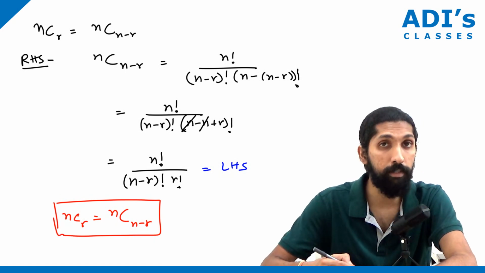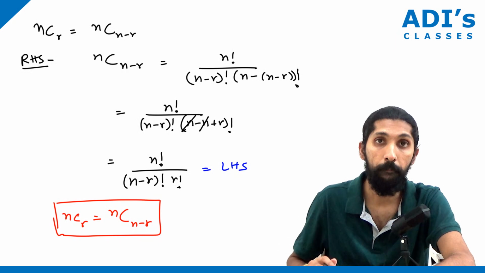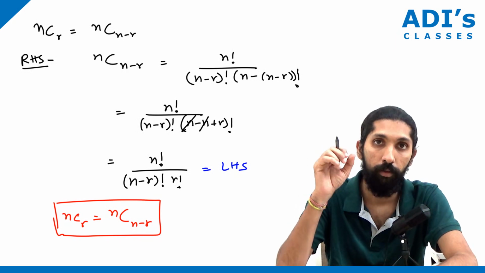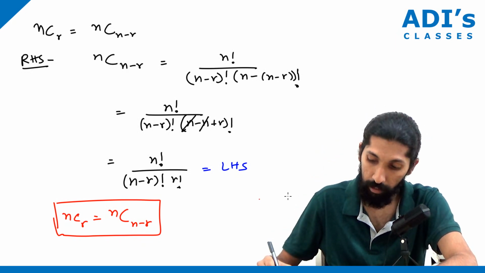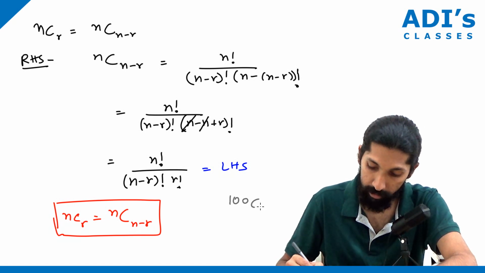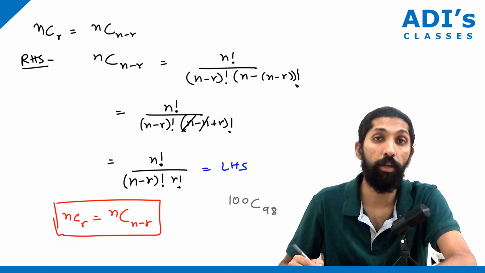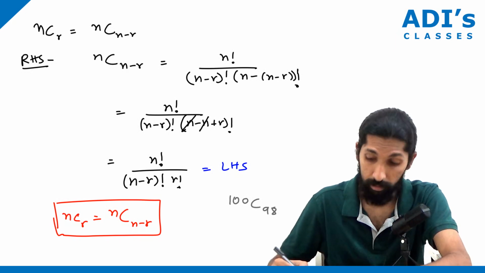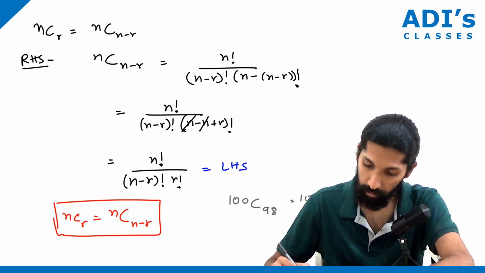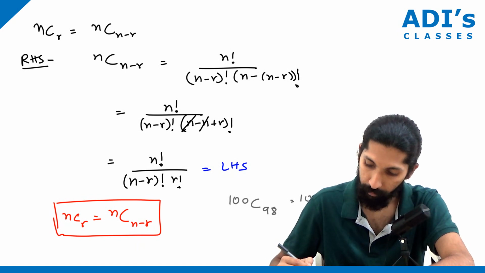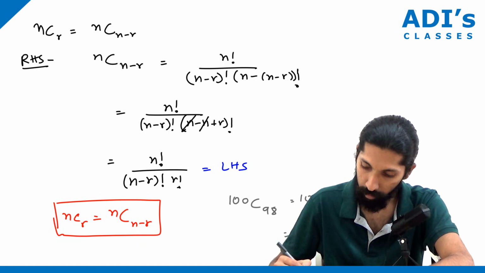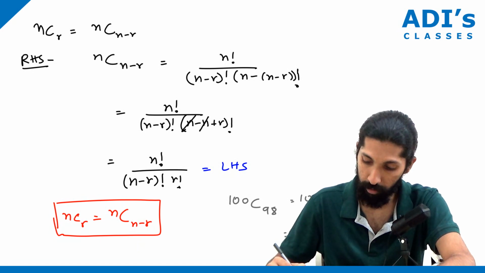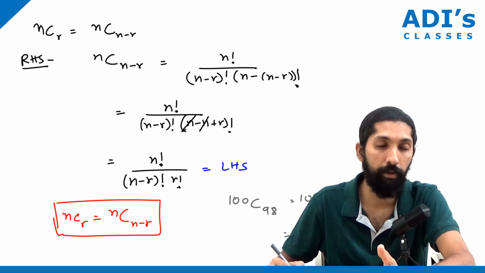Now, to give you an understanding mathematically, or theoretically, if n and r are very big numbers, we can use this particular formula. For example, if you have 100C98, you can't do 100 factorial by 100 minus 98 factorial. It's very big. Instead, do 100C(100 minus 98), which is 100C2. This is very, very easy to do, isn't it? 100C2 is nothing but 100 into 99 divided by 2.